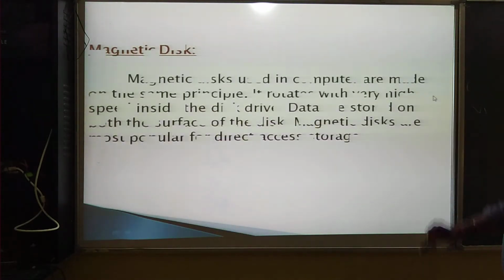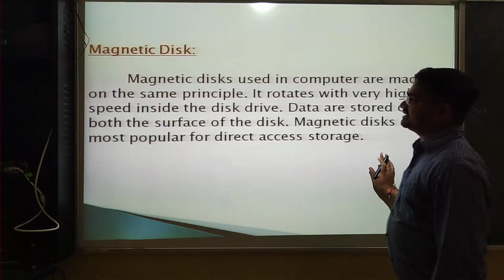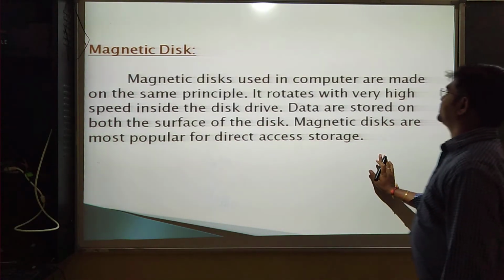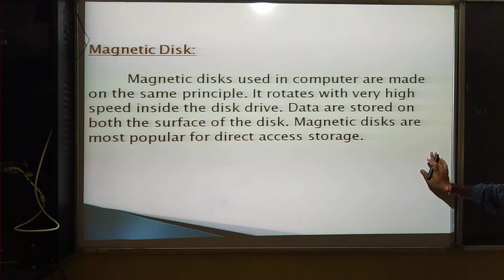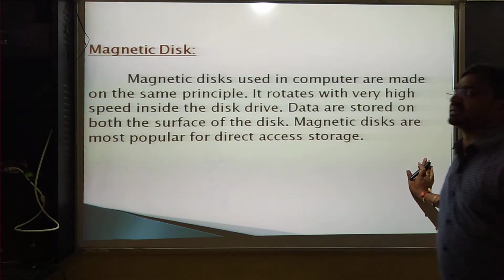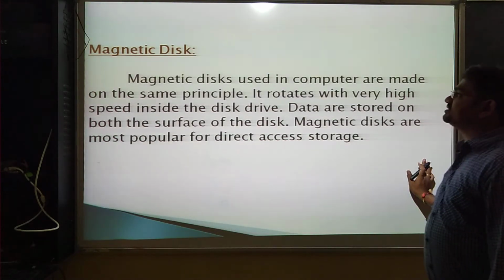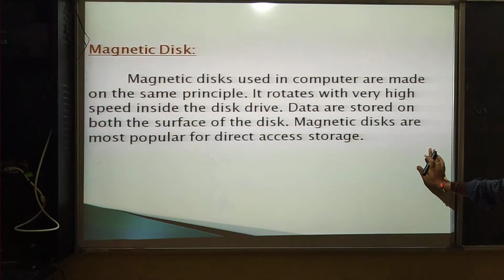The second one is the magnetic disk. The magnetic disk used in computers is made on the same principle. It rotates at a very high speed inside the disk drive. Data is stored on both surfaces of the disk. Magnetic disks are the most popular direct access storage.